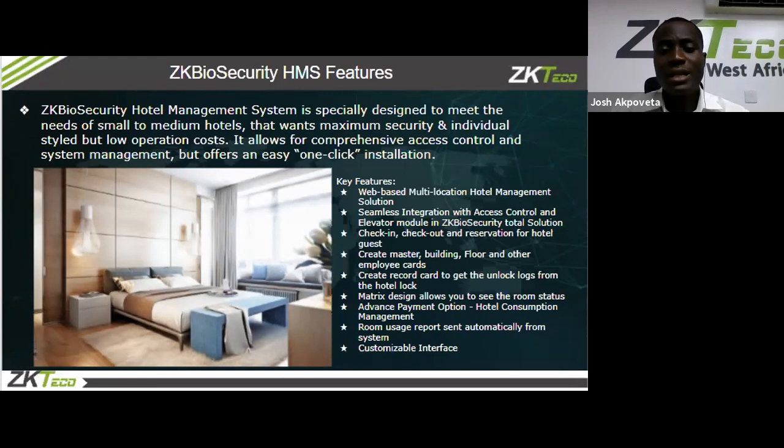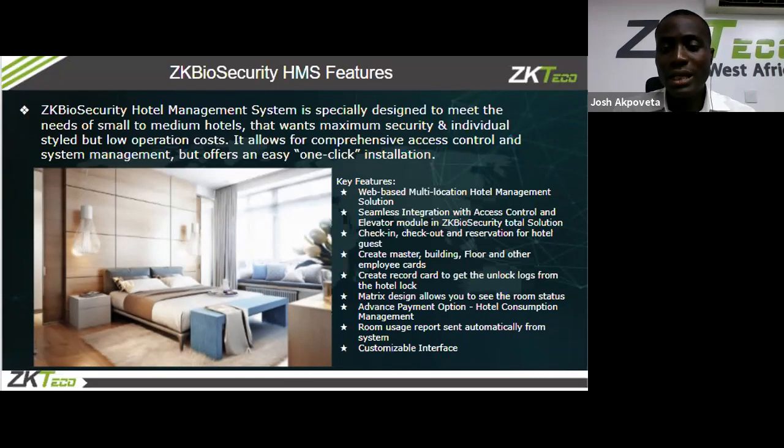We can also create segmentation in your hotel whereby you can segment buildings, you can segment floors, and you can segment different categories of room. Maybe you want a luxury suite, executive suite, a lux suite, whatever the suite you want in your hotel can be achieved and categorized using ZK Biosecurity. And you can create records for cards. Employees have their cards different and guests have their cards different. So there is no conflict of whose card controls what.